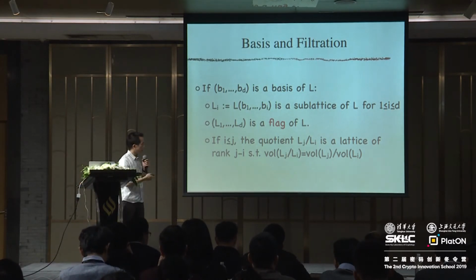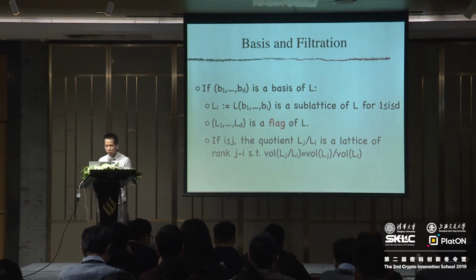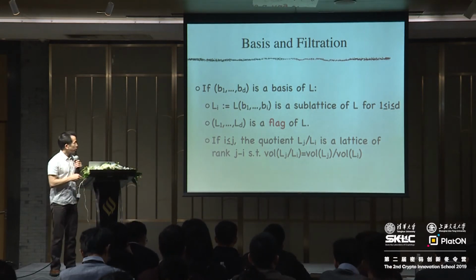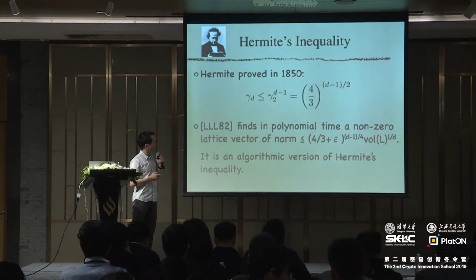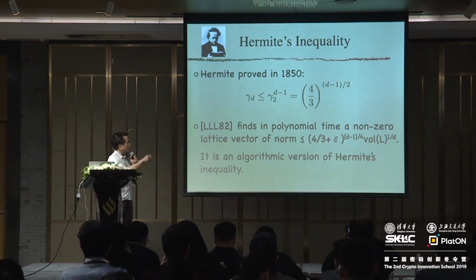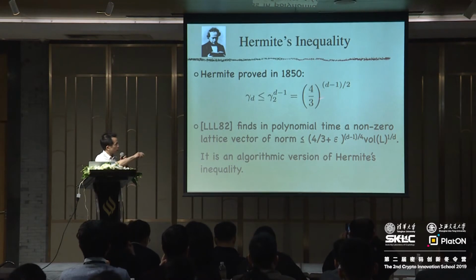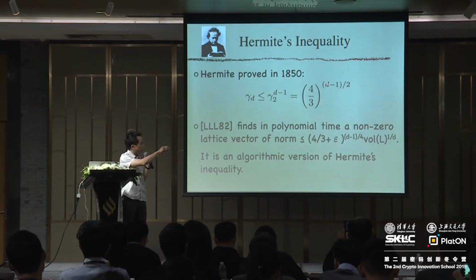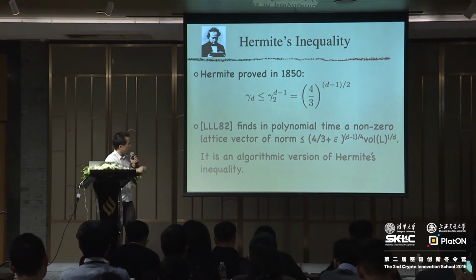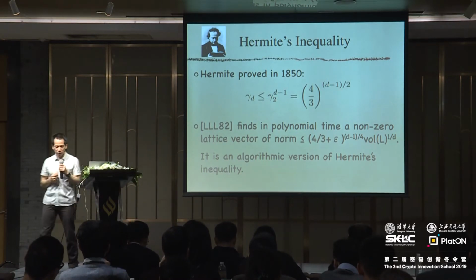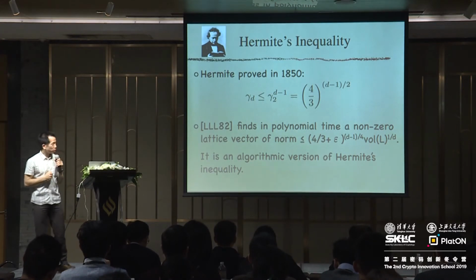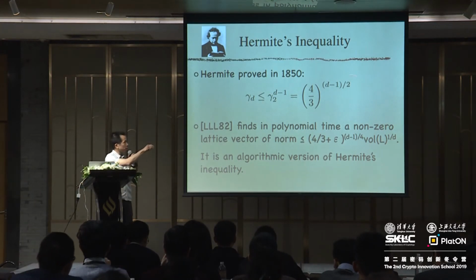Maybe it looks very weird that way, so I'm going to give you a first concrete example with Hermite's inequality. Remember what I mentioned before in the first hour. I said that Hermite, in 1850, showed that his constant was exponential. The exponential function was (4/3)^((d-1)/2), and this is exactly gamma_2^(d-1). When you see this, you realize that intuitively, we should be able to find short vectors within this bound using some kind of two-dimensional reduction.